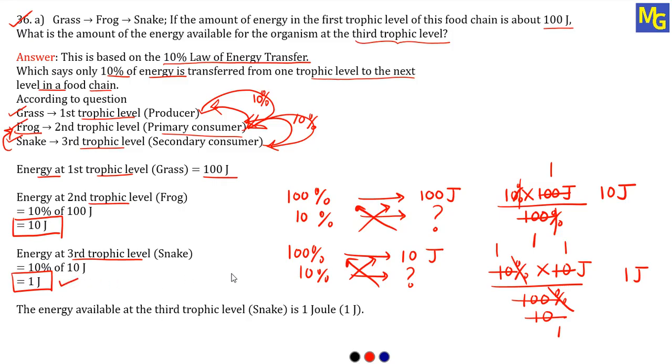So like this, if there is another trophic level, then from this 1 joule, only 10% will be transferred. So the same formula you have to go on using. So the energy available for the third trophic level, that is in the snake, is 1 joule. This is the answer. Remember the method. If they change this number, that is 100 joules in the question, in your final exam, use the same method and you can solve it for any number.